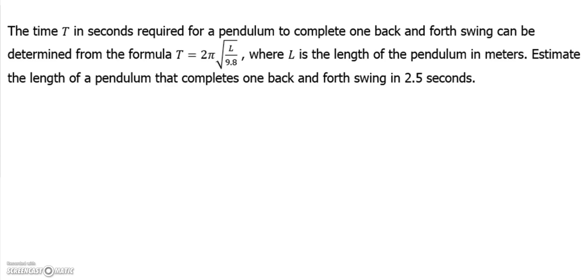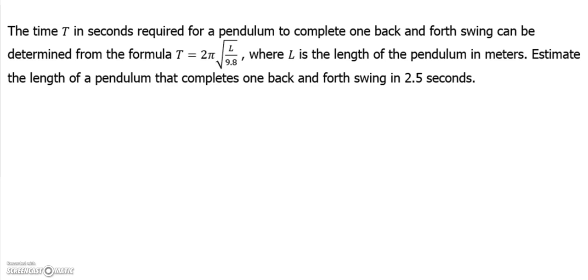Okay, the next thing that you can have is your normal application problems. The time t in seconds required for a pendulum to complete one back and forth swing can be determined by the formula t equals 2 pi square root of L divided by 9.8, where L is the length of the pendulum in meters. Estimate the length of the pendulum that completes one back and forth swing in 2.5 seconds.